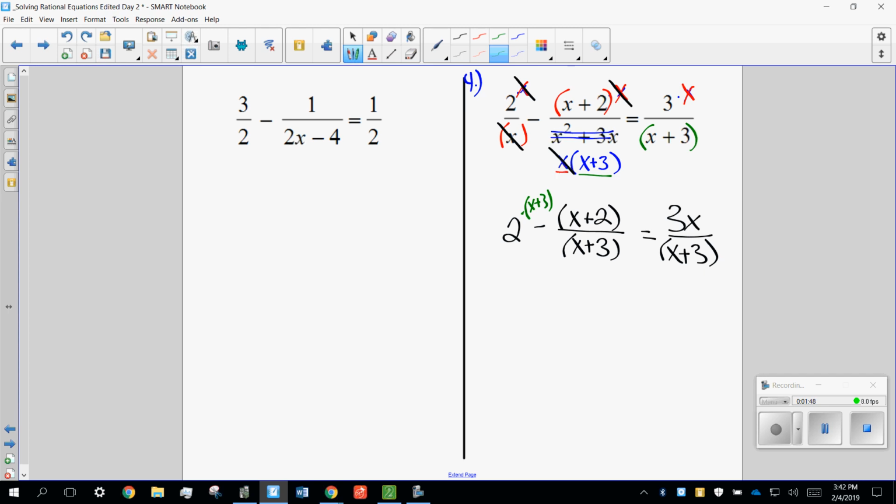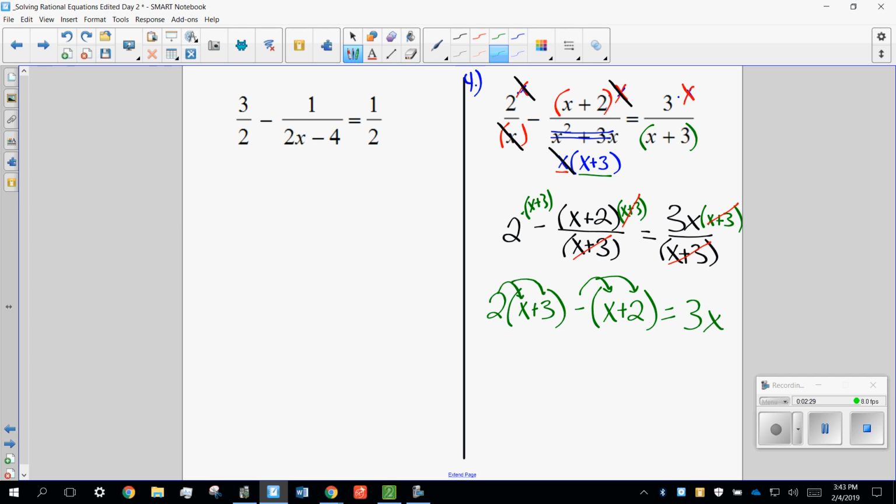x plus 3. So this one and this one, and this one and this one. Times x plus 3 minus x plus 2. This is what got everybody on number 4: this minus sign is basically distributed to both of those. So if you don't do that, you'll end up with a positive 2 instead of a negative 2.